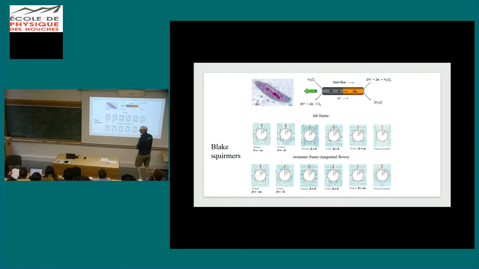Okay, there we are. We take B1 to go to relatively zero. We've taken B2 to zero. And so if you look then in the swimmer frame, it's just pumping fluid around it tangentially. And that's what it would look like if I were holding it with some force in the lab frame.